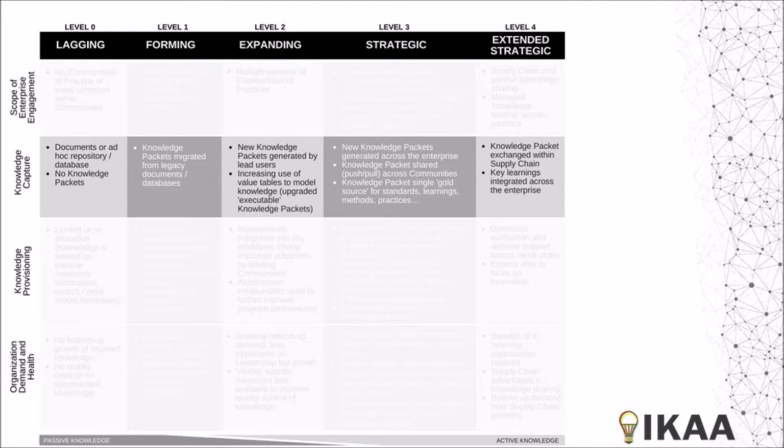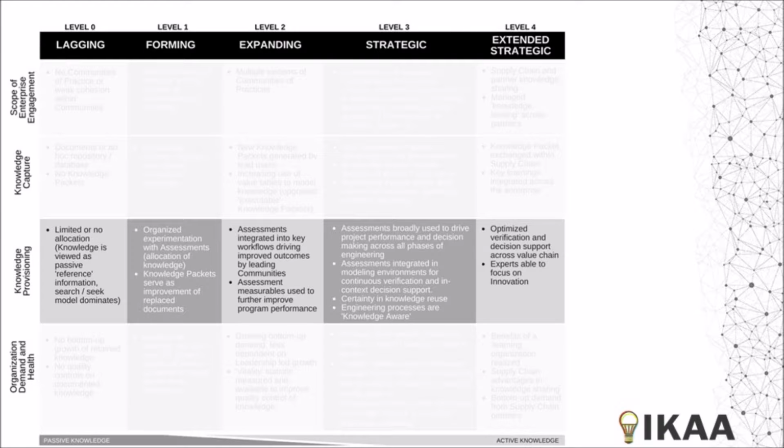Then at the next level, knowledge packages actually start to be generated directly from operations, and knowledge is beginning to be modeled as executable knowledge packets. Then at the strategic level, there's a network of knowledge packets that extend across the organization, providing a single gold source for standards and learnings. The extended strategic level is achieved when knowledge packets are exchanged with the supply chain.